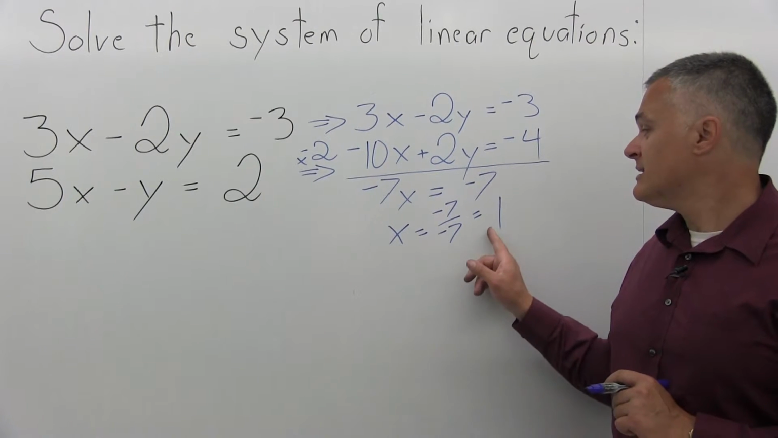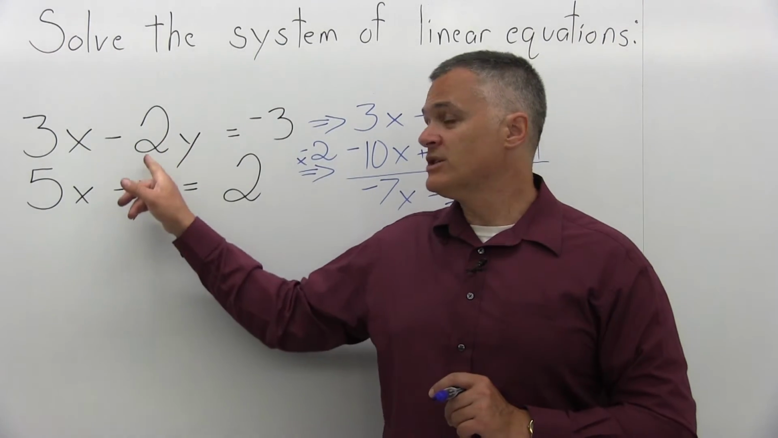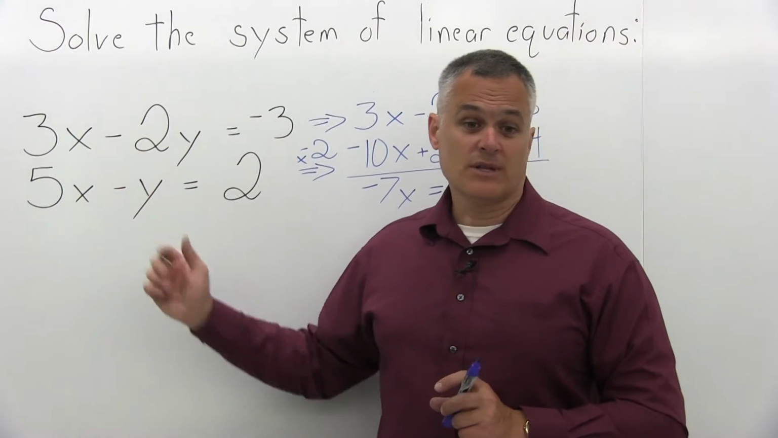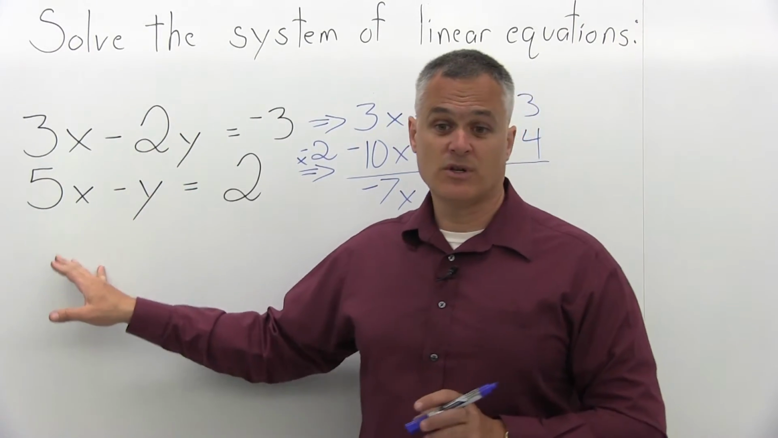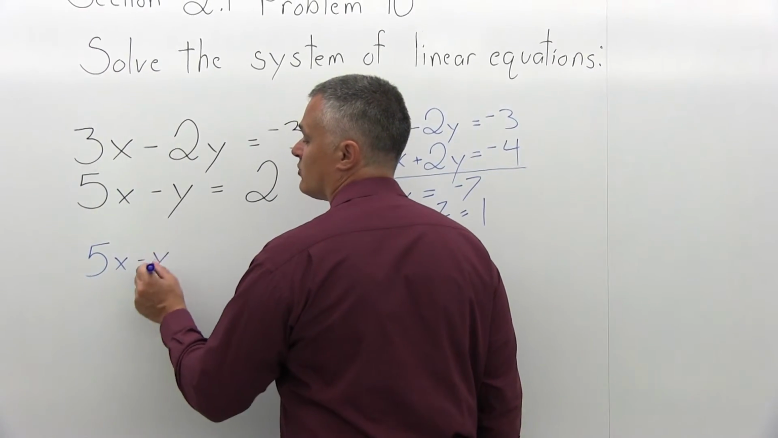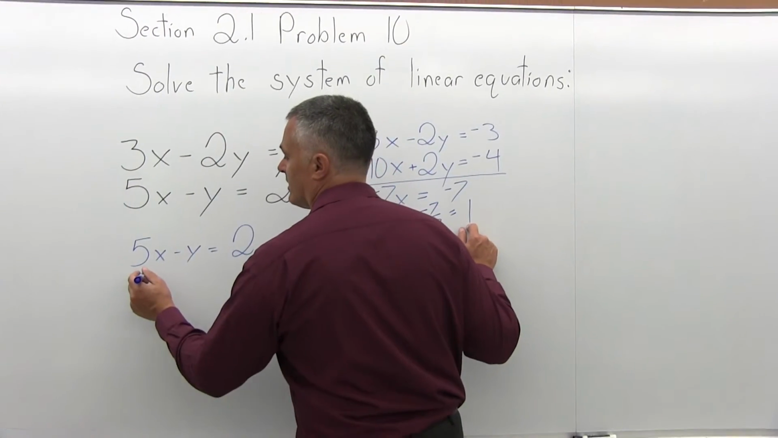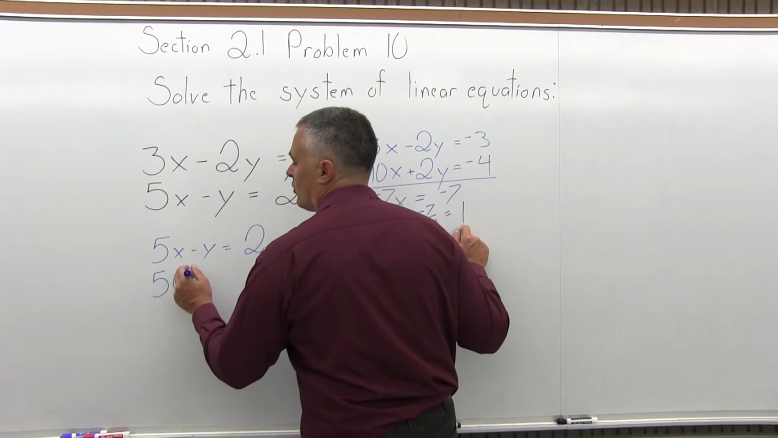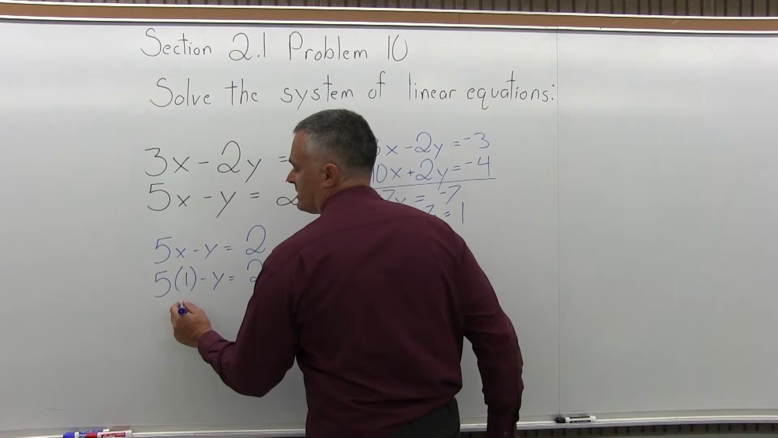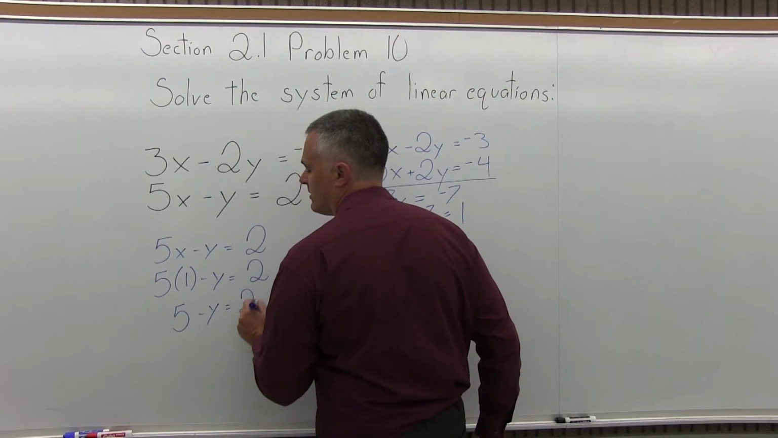Step 4 is take your answer from step 3, put it back into either of the original equations, and solve for the other variable. It's the same amount of work, and you'll get the same answer. I'll pick the bottom equation for no special reason: 5x minus y equals 2. Now if x is 1, 5 times 1 minus y equals 2. 5 times 1 is 5, so 5 minus y equals 2.